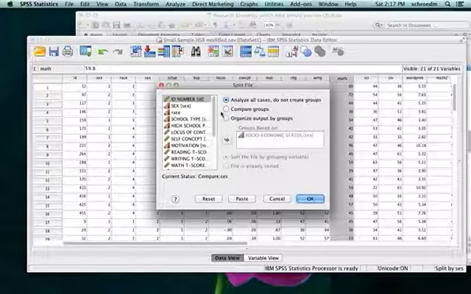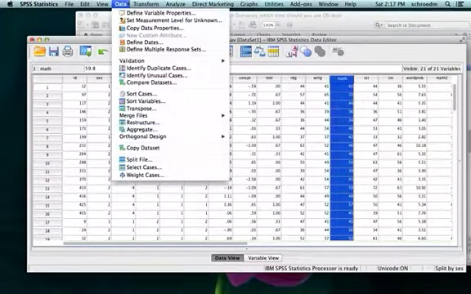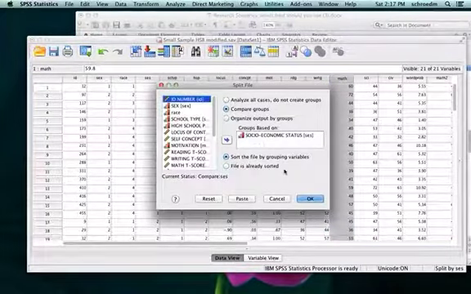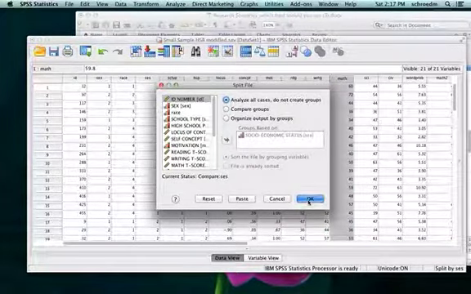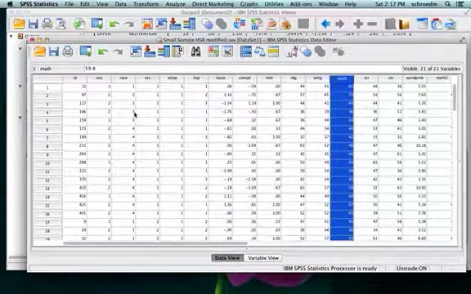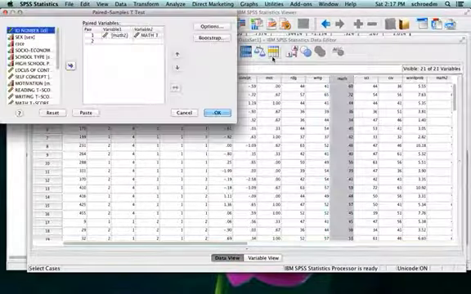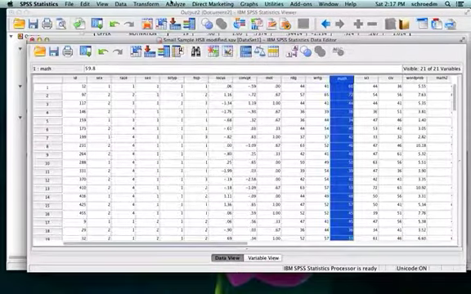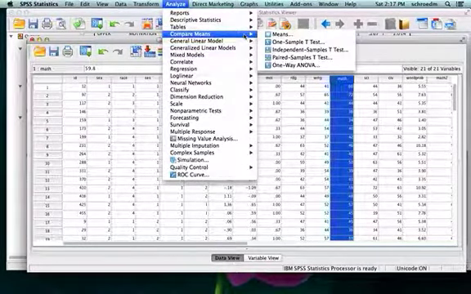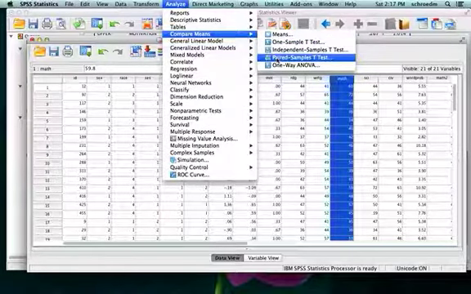So again, what I would do there is I would go to Data, Split File, click on Analyze All Cases, and click OK. Now I am treating this whole data set as one big data set. I can go to Analyze, Compare Means, Paired Sample t-test. Let me go through that slower. Analyze, Compare Means, Paired Samples t-test.